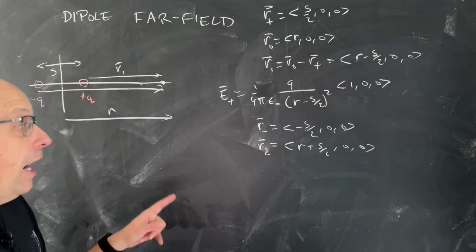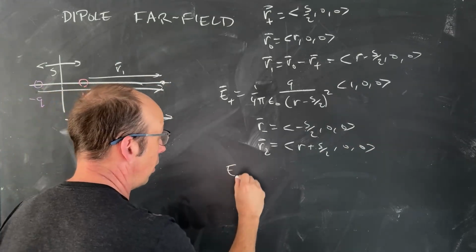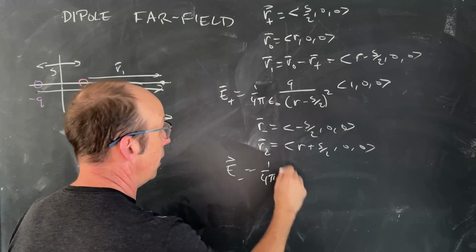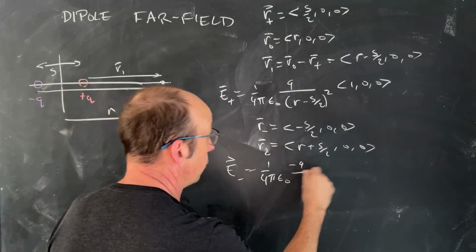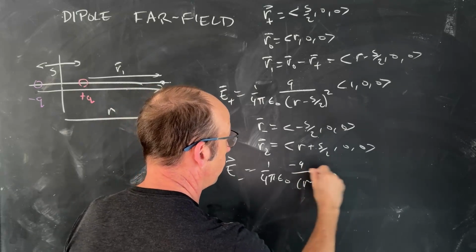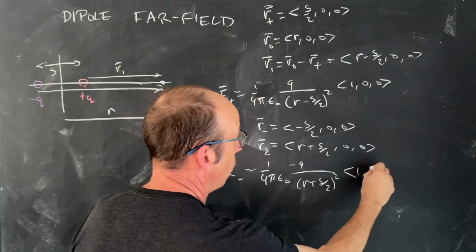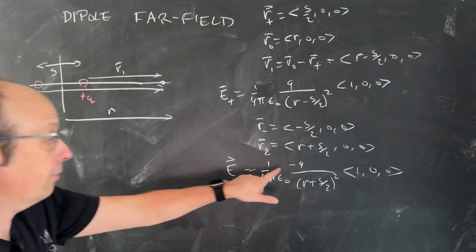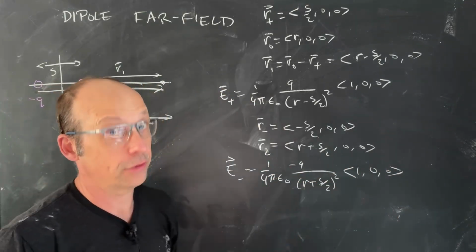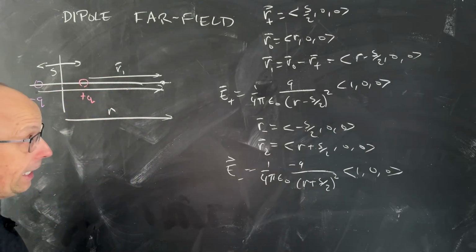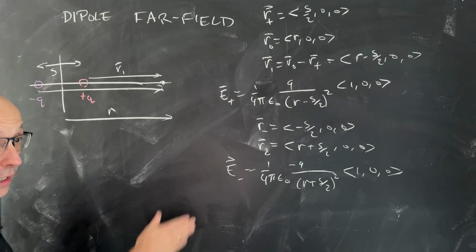Now, if I find E minus, it's not too hard. It's going to be 1 over 4 pi epsilon naught. The charge is negative q. Now I have r plus s over 2 quantity squared. And then I have the vector 1, 0, 0. That's still the unit vector, right? So this, with that, gives us in the negative direction, which we knew. Okay, so now I can add these two vectors together to get the total.